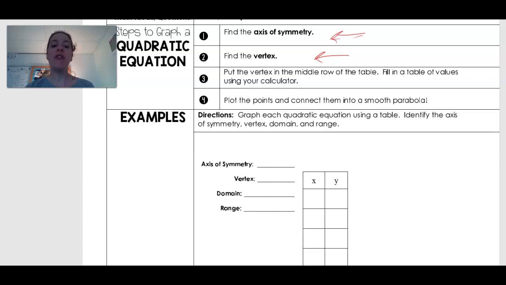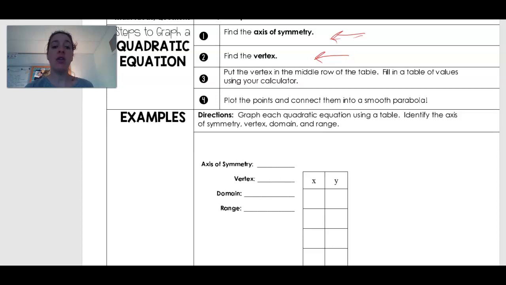Okay, so when we're graphing a quadratic equation, in the last lesson we just kind of sketched them generally to see what they look like, but not all of them will follow that exact curve. So now we want to take that next step and find the exact curve.